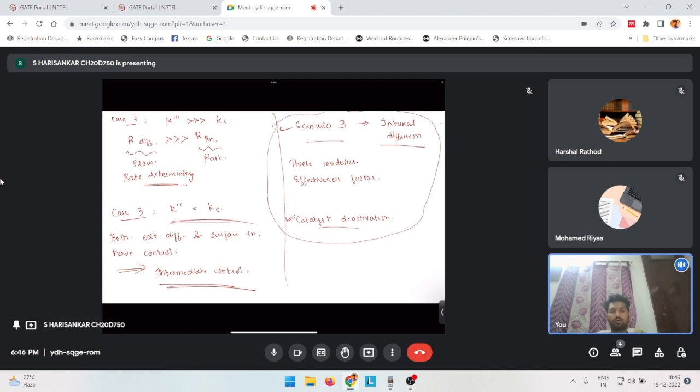What we'll do is we'll do one problem now, and if time permits, we'll look into these two concepts as well and see if we can squeeze in one more problem with regards to Thiele modulus and effectiveness factor. Right. So let's move on to problems.